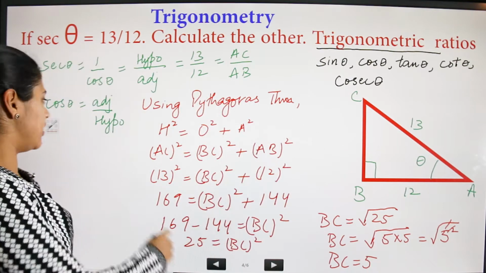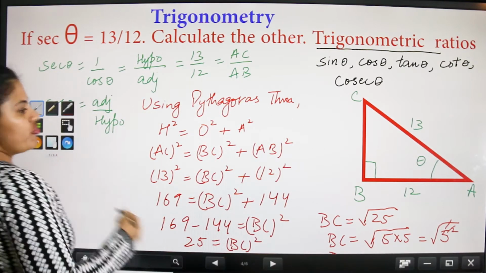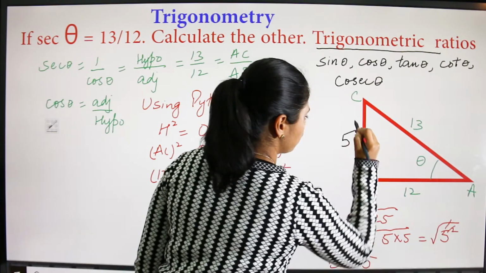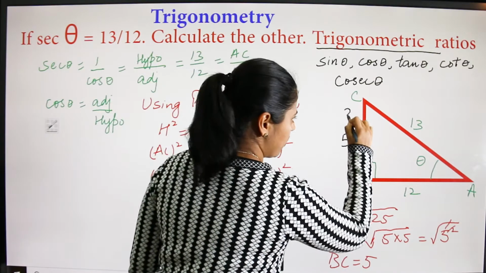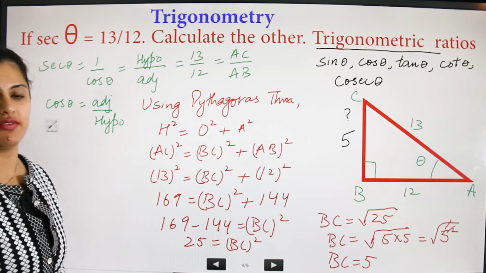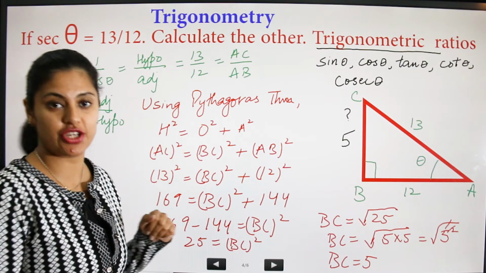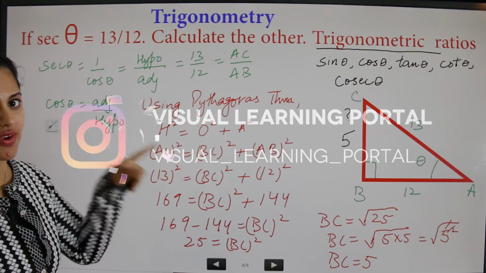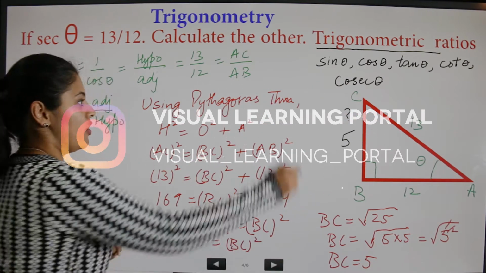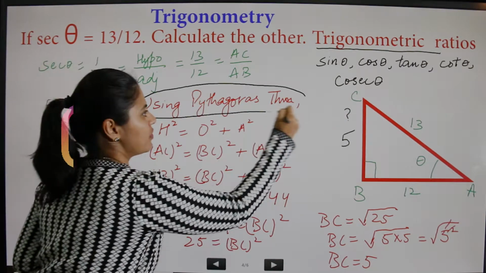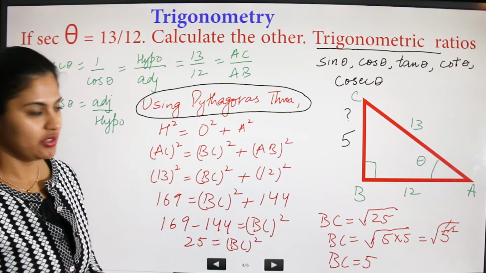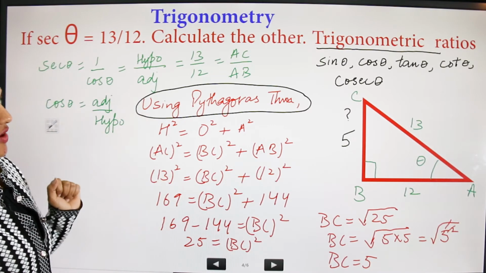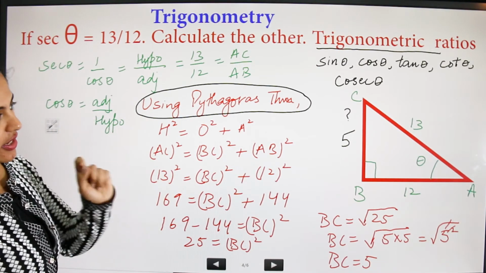So you can write here the value of BC which you have calculated comes out to be 5. That was the question mark before, the value of BC you were supposed to find so that you can find the other trigonometric ratios, and now you got it, which is 5. With which formula? Always remember, the Pythagoras theorem always helps to find that value. Now it's time to find the sine, cos, tan, cot and cosecant.